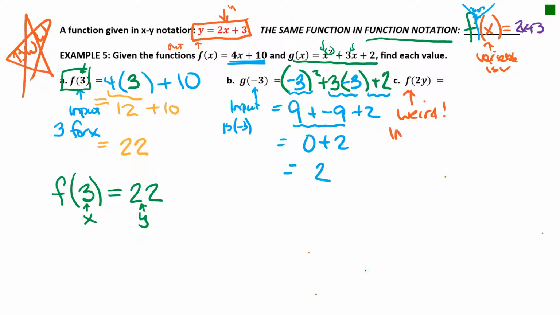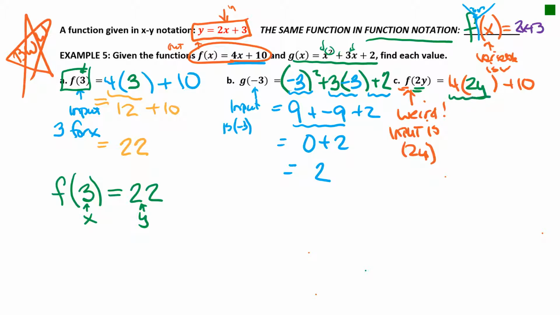What is my input here? The input is 2y. So I'm going to write the f function. The f function is 4 times the input plus 10. I got that? Let me erase it so you can see it from the rule right here. What is the input? The input is 2y. So anywhere there's an x, I'm going to put 2y.